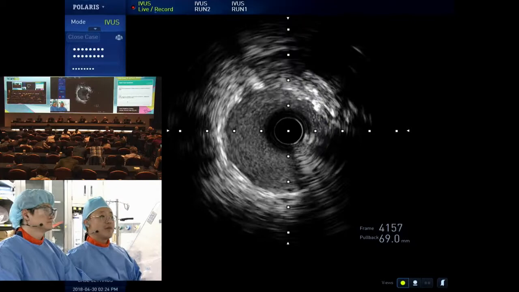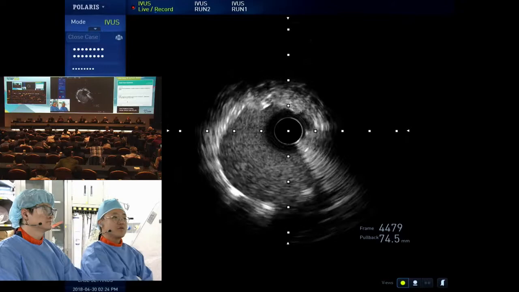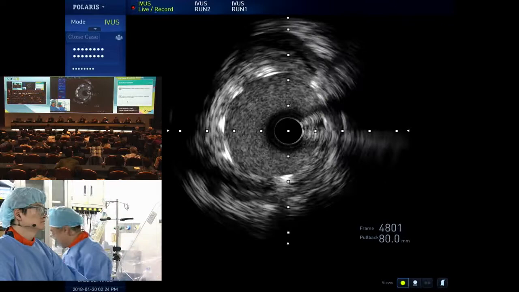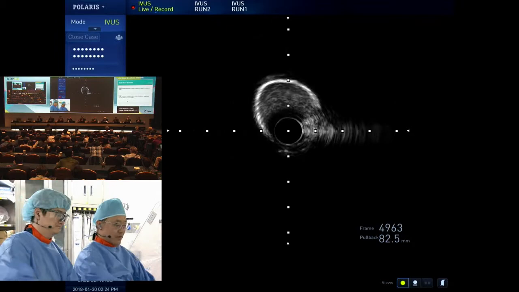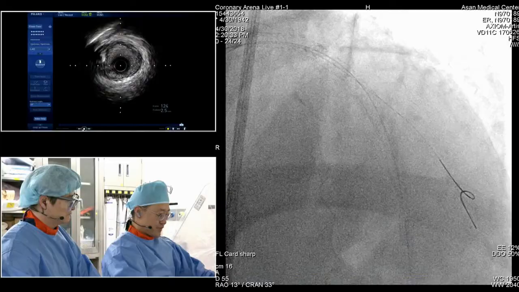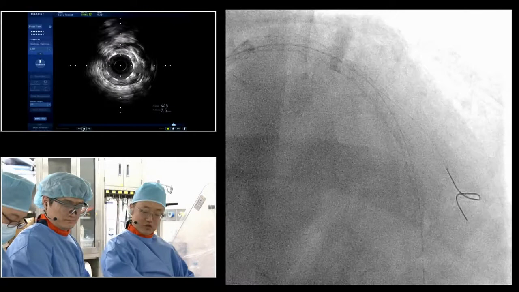We put the Ultimaster 4.0 by 24. Okay, this is the circumflex coming. The circumflex ostium is widely open. We don't much concern about the circumflex ostium jailing during the procedure. Okay, it's a fully covered left main ostium. Okay, we check the nitro, give it once and shoot the angio once again. Nitro 충분히 주고 쭉 찍어볼게요.